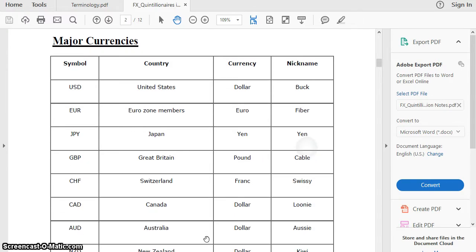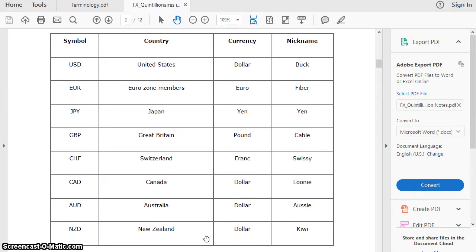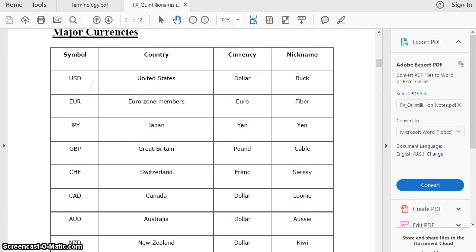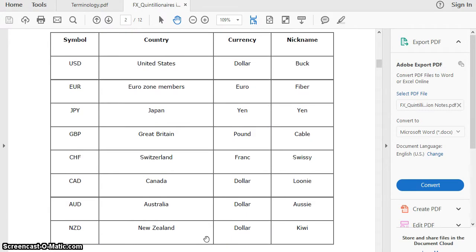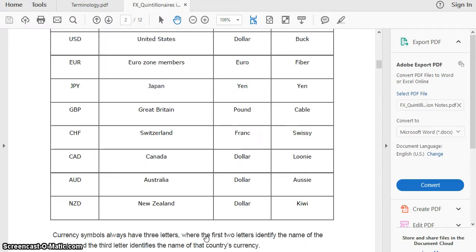So these are the currencies we trade: US dollar, euro, you can see there. On this side you have USD, you have euro, you have Japan, you have pound, we have Swiss franc, we have Canadian dollar, we have Australian dollar, and we have New Zealand dollar. So when you go to this document, you can go through all this here.